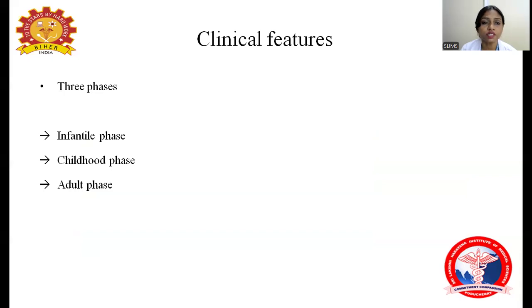Again, atopic dermatitis has three clinical phases: the infantile phase, the childhood phase, and the adult phase. Now, let us see one by one what happens during the infantile phase and what happens during the childhood phase, and what percentage of the children will progress to the adult phase.